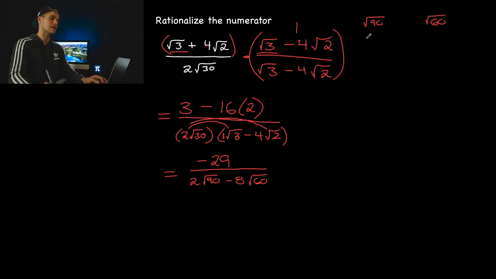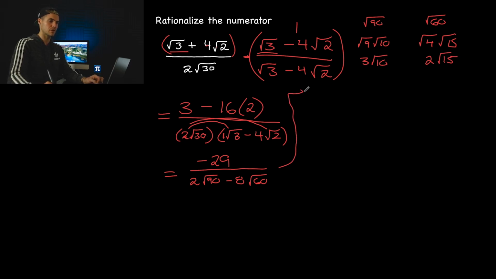So root 90, can we take 90 and divide it by a rootable number? Yes, 9, right? So we could break this down into root 9 times root 10, which would be 3 root 10. So root 90 and 3 root 10 are the same, and then root 10 we can't simplify any further. What about the root 60? Notice that we could divide 60 by the rootable number 4, right? So root 4 times root 15, and then root 4 is 2. So we'll have 2 root 15. Root 60 simplifies to 2 root 15.